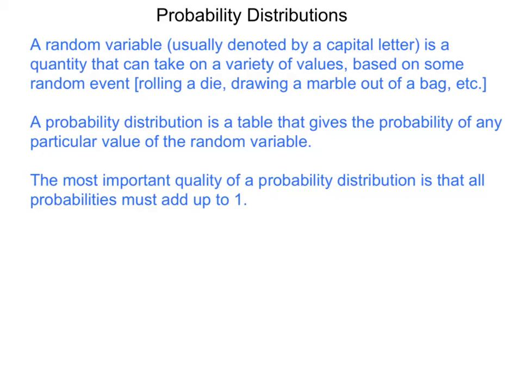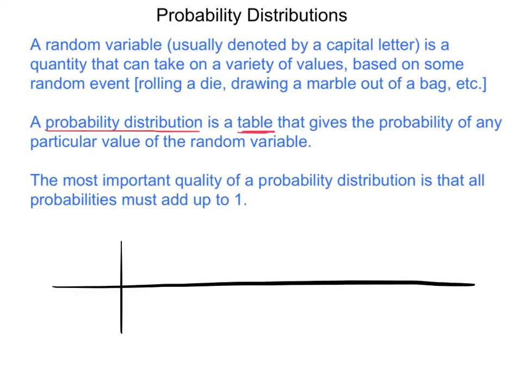So today's lesson is about a thing called a probability distribution. I'm gonna go through these notes in a strange order. First is the second one. A probability distribution is, at its heart, just a table that gives the probability of any particular value of a random variable. So, in other words, a probability distribution is always going to look like a table, and I'm going to give you an example of one in just a minute.